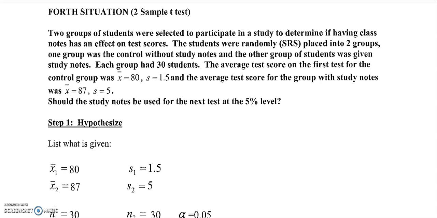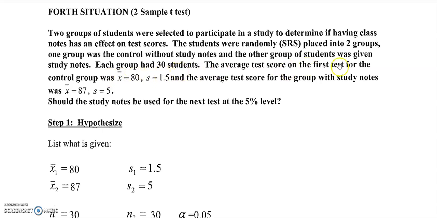Hello. For our last situation in the Chapter 9 test review, we have two groups of students selected to participate in a study to determine if having class notes has an effect on test scores. The students were randomly (SRS) placed into two groups. One group was the control group without study notes, and the other group of students was given study notes. Each group had 30 students.